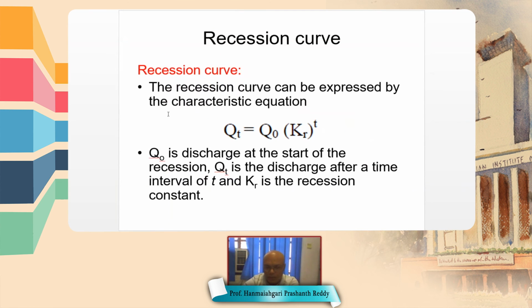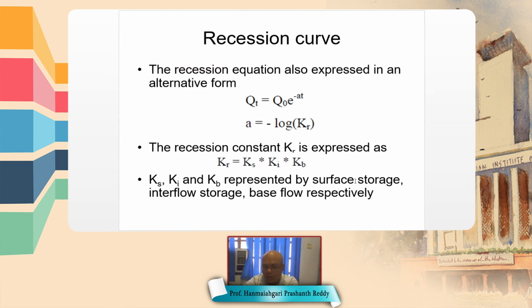The recession curve, apart from that equation, is also represented with another equation, that is Qt = Q0 Kr^t. Q0 is the peak discharge, where Qt is the discharge after some time interval t. Kr is the recession constant. So this is also another equation. Generally, the recession limb is an exponential curve, which can be represented by different equations.